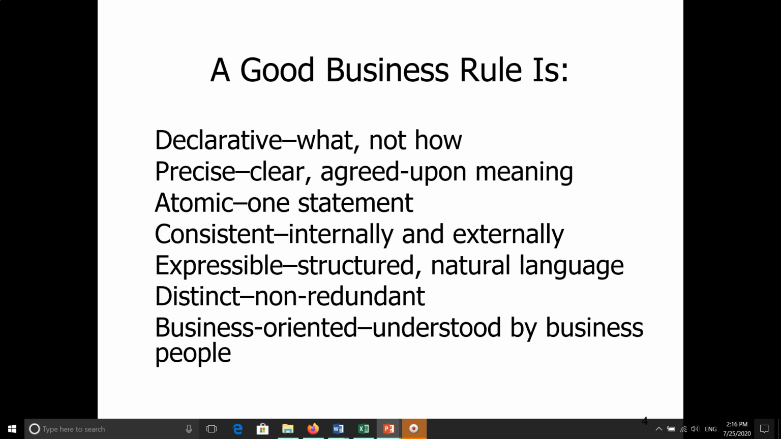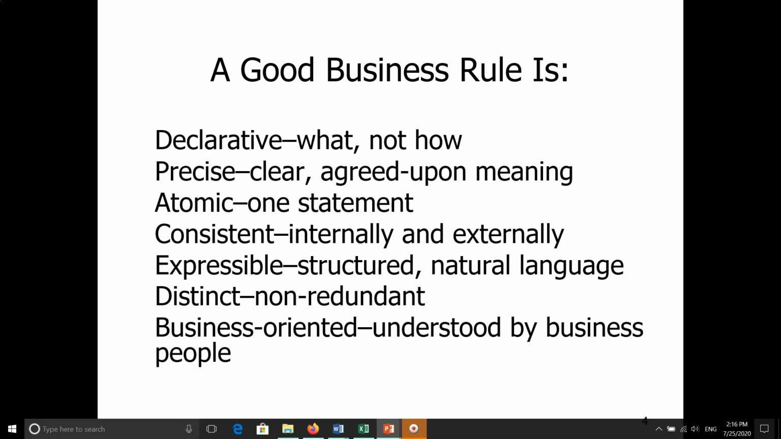And the second guideline here is that a business rule must be very precise, must have a clear, agreed upon meaning, which means, well, there can only be one interpretation for the business rules. They have to be atomic, so it only includes one rule rather than many different rules. So for example, if you have a business rule that says all purchasing orders must be authorized by the department head who is elected by the department members, well, then that's not an atomic business rule because it actually has two business rules.